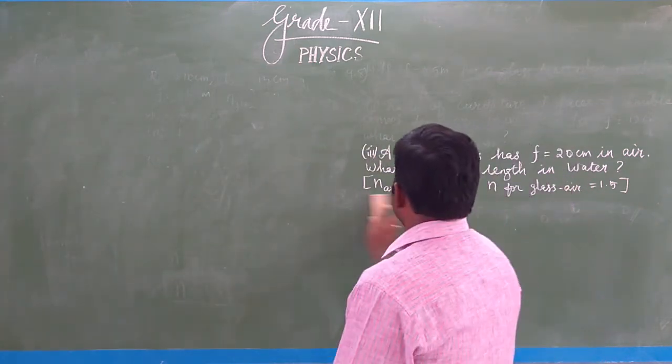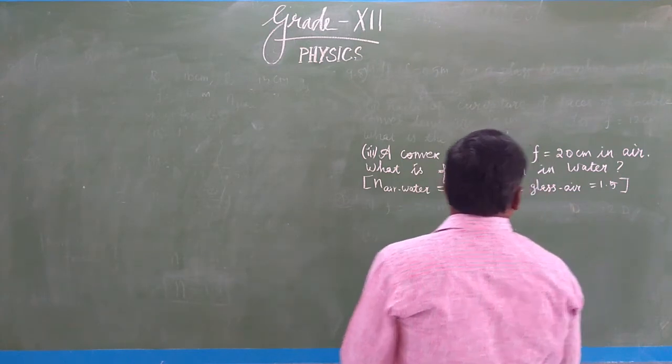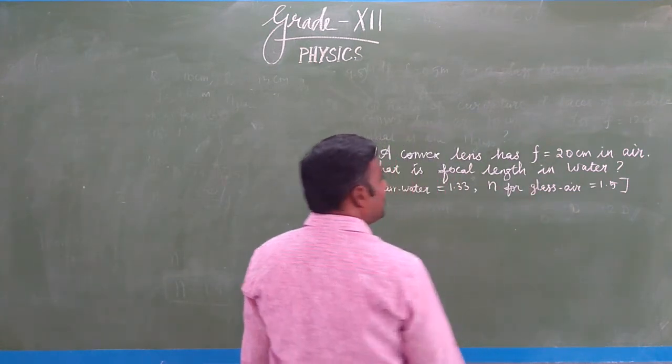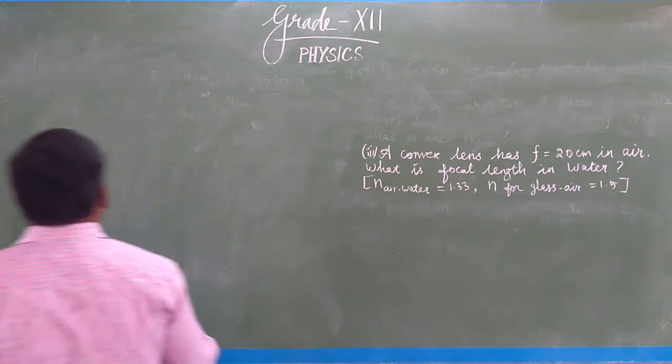Look at the third question. A convex lens has a focal length of 20 centimeter in air. What is the focal length in water? So, question number 3.